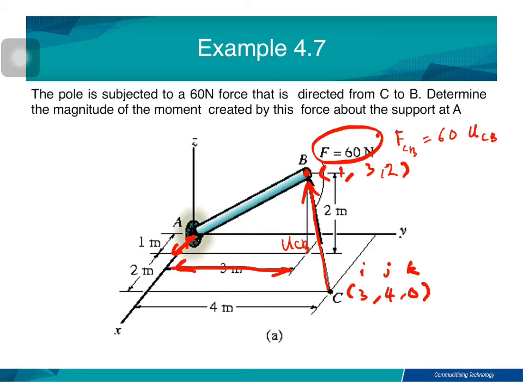So now how to determine the unit vector? So unit vector UCB is the RCB divided by its magnitude RCB. So now we need to get what is this. So can you do that?